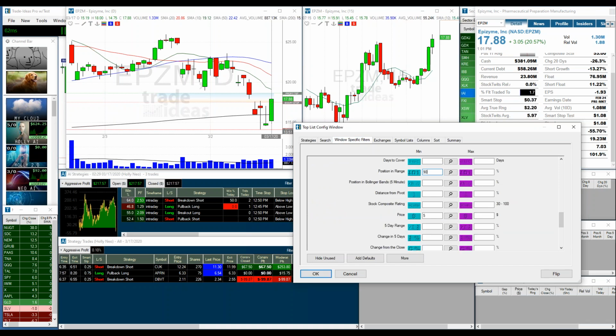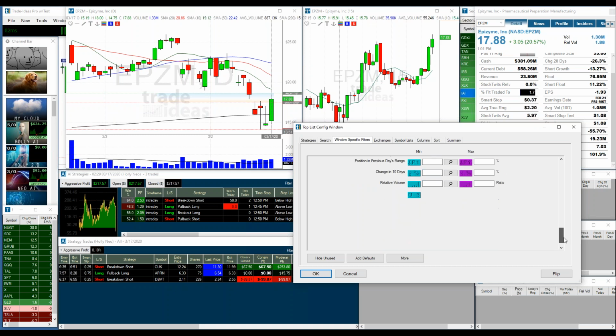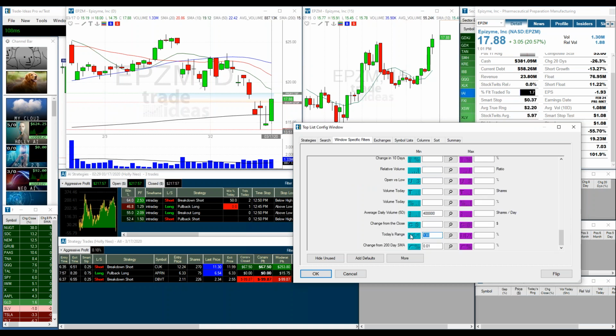We could do position and range. We can open that up to maybe 90. Let's bring our candle down a little bit to maybe 120%, and we'll go ahead and accept anything. What does this say?